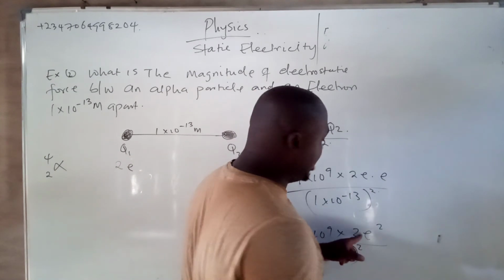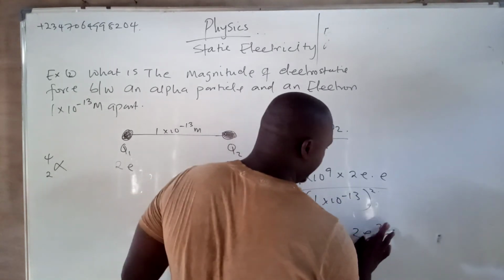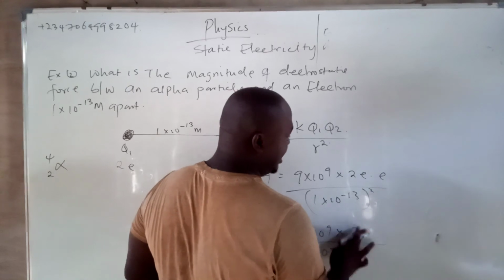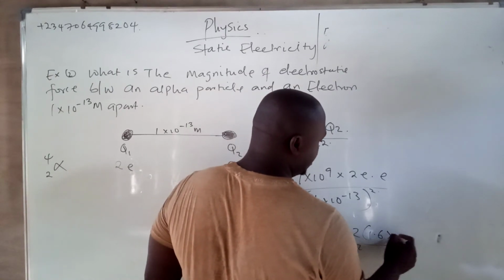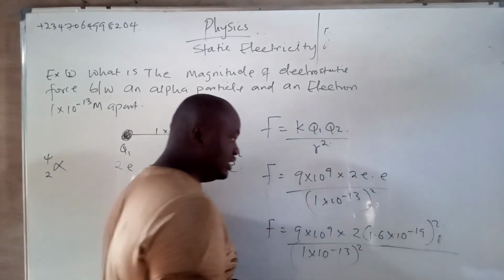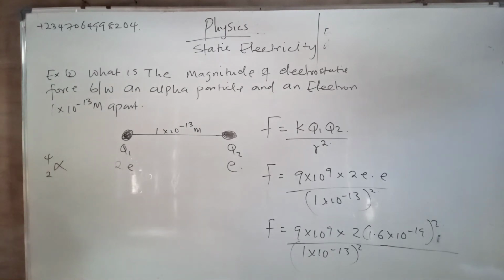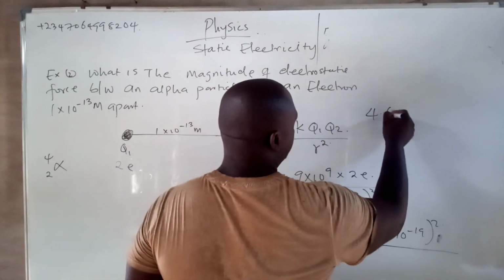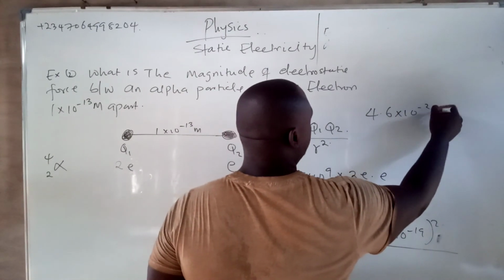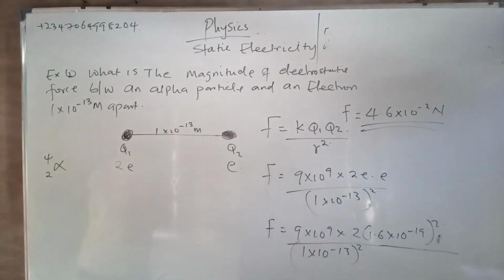Now, instead of putting e squared here, let me remove it and represent it as 1.6 times 10 to the power of minus 19 squared. I don't want to rewrite it again, it will waste my time. So if you punch this in your calculator, what you will simply get is 4.6 times 10 to the power of minus 2. So you have here 4.6 times 10 to the power of minus 2 Newton. So that is the answer. So be conversant with this.